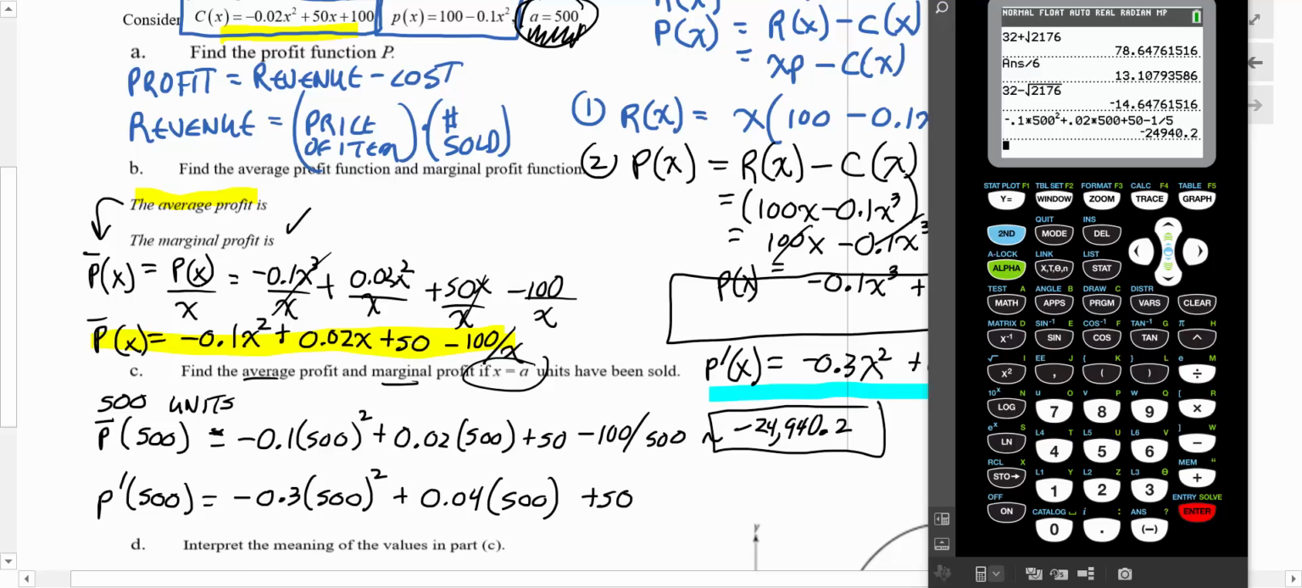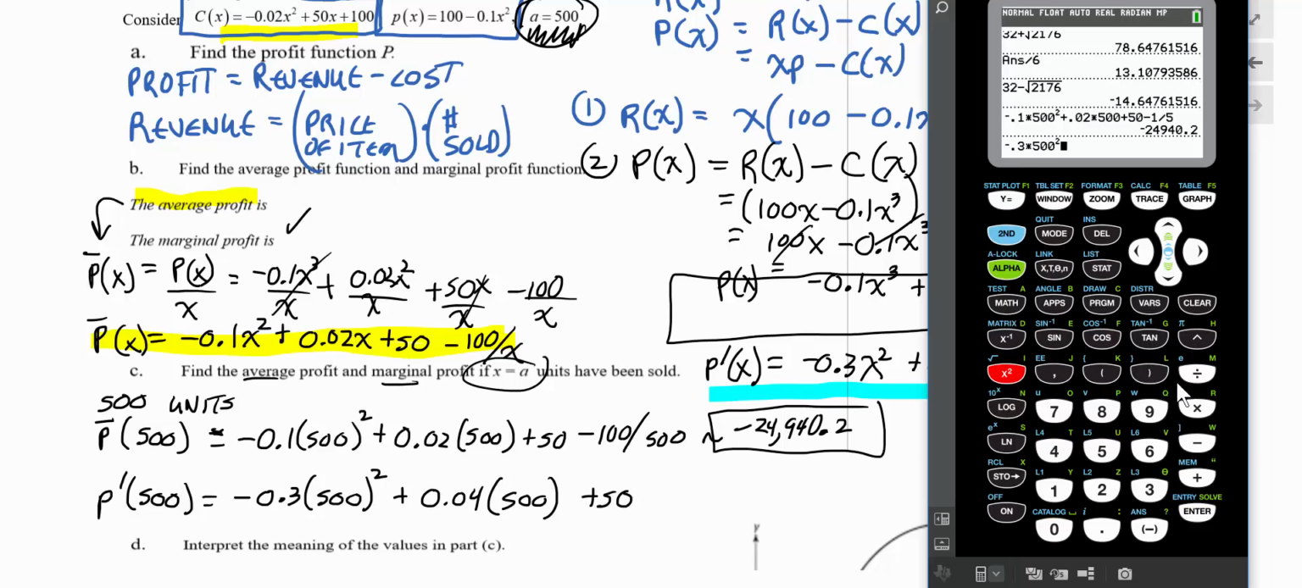All right. Then the next one, let's see, negative 0.3 times 500 to the second, and then plus 0.04 times 500, and then plus 50. Okay, so let's see if we get the right thing on this.